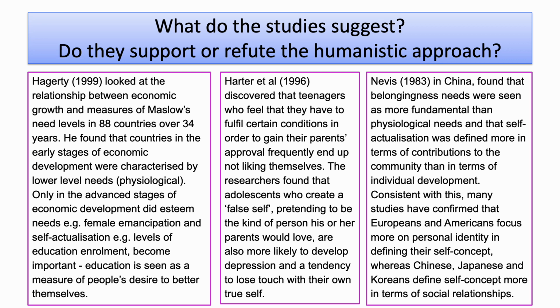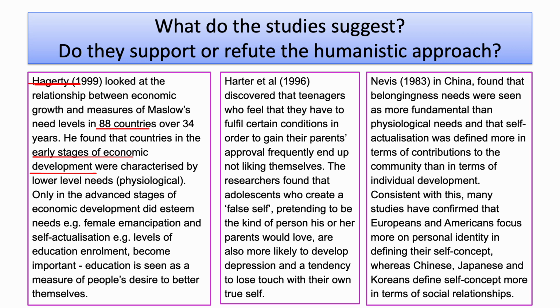So Haggerty is actually a weakness. It refutes the humanistic approach for the reason of cultural bias. So looking at the different countries, he found that countries in the early stages of economic development didn't really progress up Maslow's hierarchy. So it shows that actually it's only Western cultures that see individual development as important.